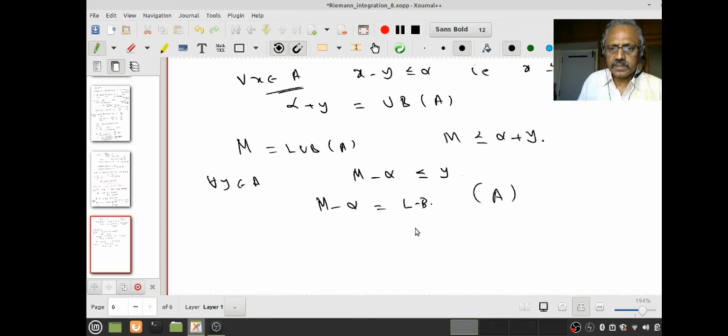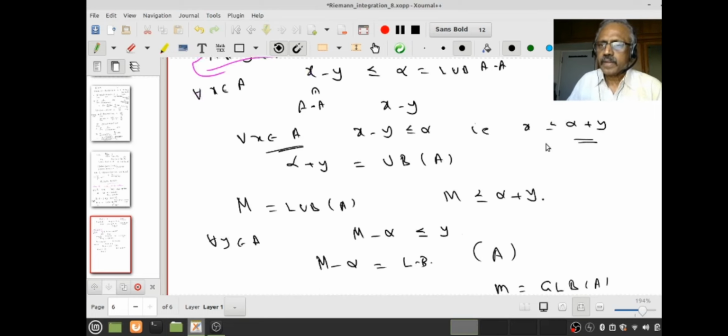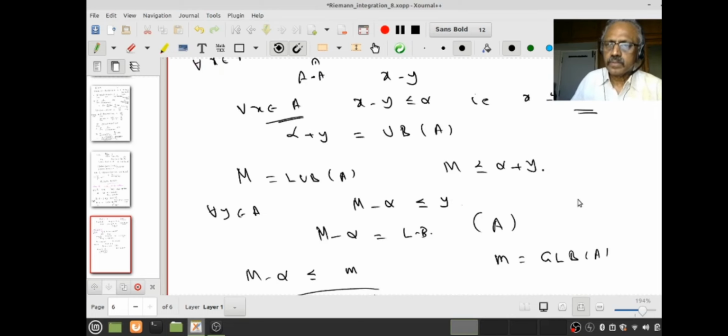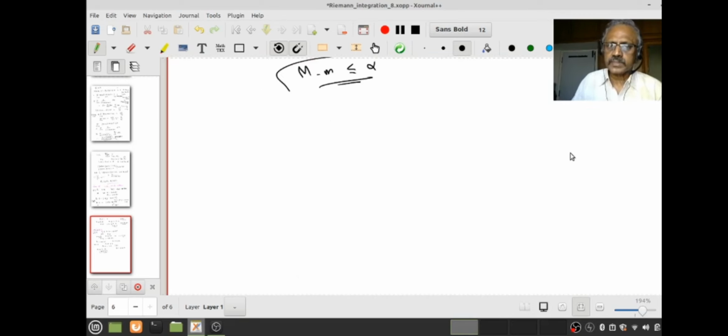But what do I know? Little m is the greatest lower bound of A. Therefore, what is the relation between M minus alpha and little m? It should be less than or equal to this. So I have M minus m is less than or equal to alpha, and hopefully we have proved. Let us look at these two things. Alpha is less than or equal to M minus m, and M minus m is less than or equal to alpha. Therefore, what do I get? M minus m equal to alpha.